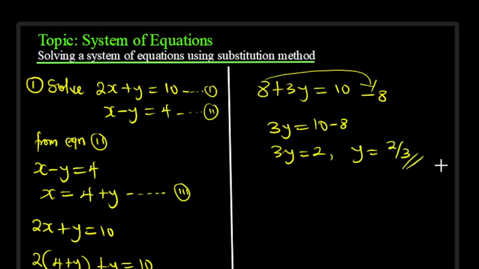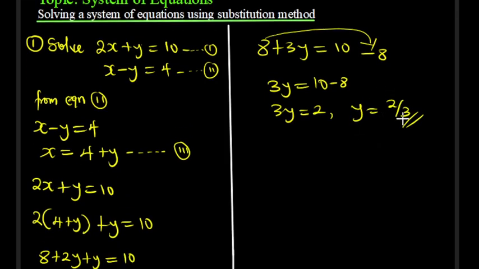And the next thing is to plug in the value of y into any of the equations. I will still use equation 3. So x is equal to 4 plus y is our equation 3. Then I'll plug in the value of y here. I'll put 2 over 3 for y. So x is equal to 4 plus 2 over 3.